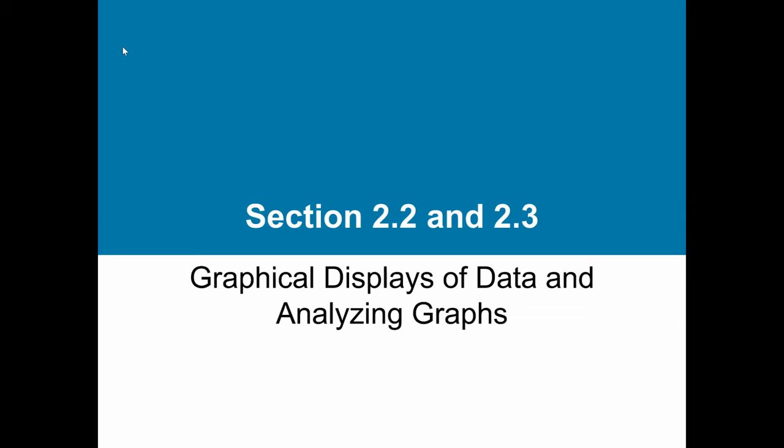So in these two sections, 2.2 and 2.3, what we're going to start talking about is what that picture should look like. Remember, our whole goal in chapter 2 is trying to build a picture of a data set, because a picture is worth 1,000 words. So a graph is just a picture of our data, basically.